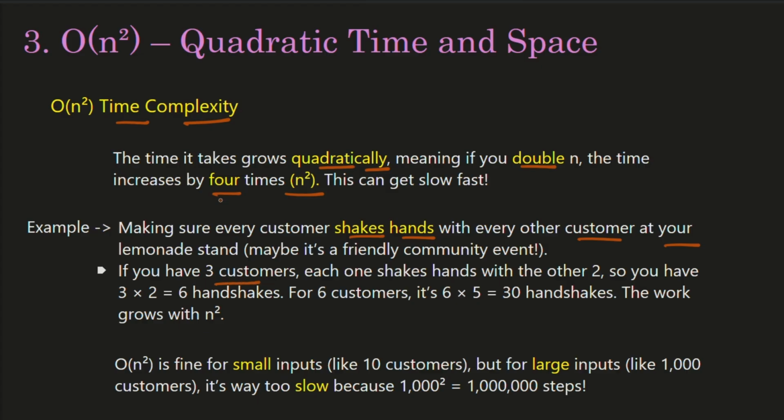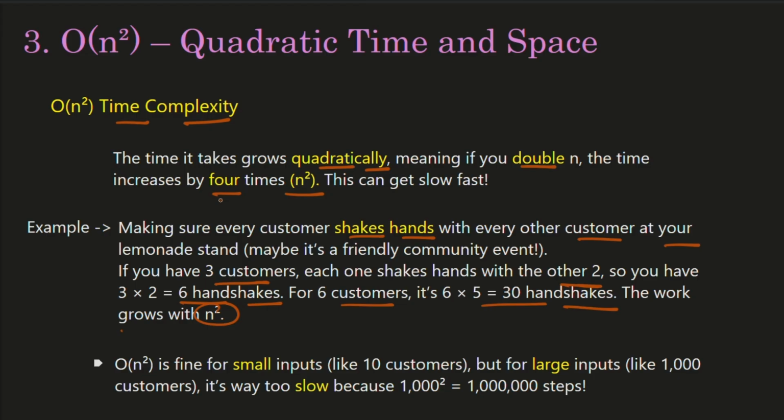If you have 3 customers, each one shakes hands with the other 2, so you have 3 times 2 equals 6 handshakes. For 6 customers, it's 6 times 5 equals 30 handshakes. The work grows with n squared. Lemonade stand analogy: pairing every customer with every other customer to share lemonade samples. For n customers, you need n times n interactions, which takes a lot of time as n grows.